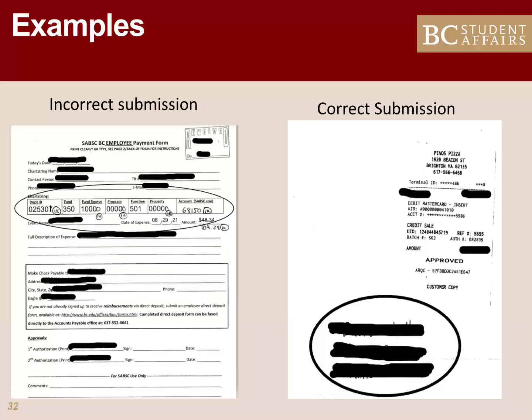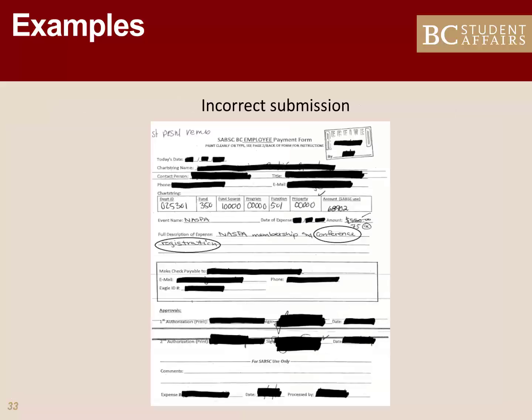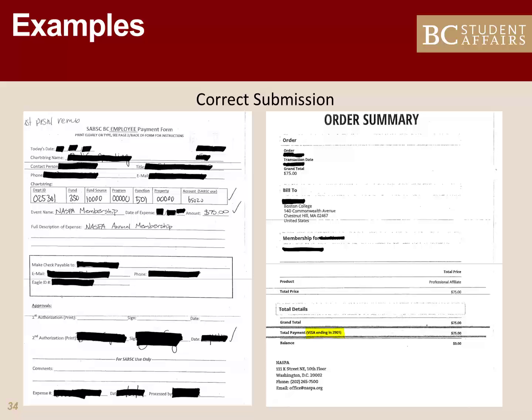Make sure that the employee payment form is filled out using the correct chart string information and contains an accurate list of attendees for the event on the receipt. Remember that any conference registrations should be included in the travel advance submission or paid for by a P-card. Annual membership or subscription fees can be submitted by either an employee payment form or paid for with a P-card.